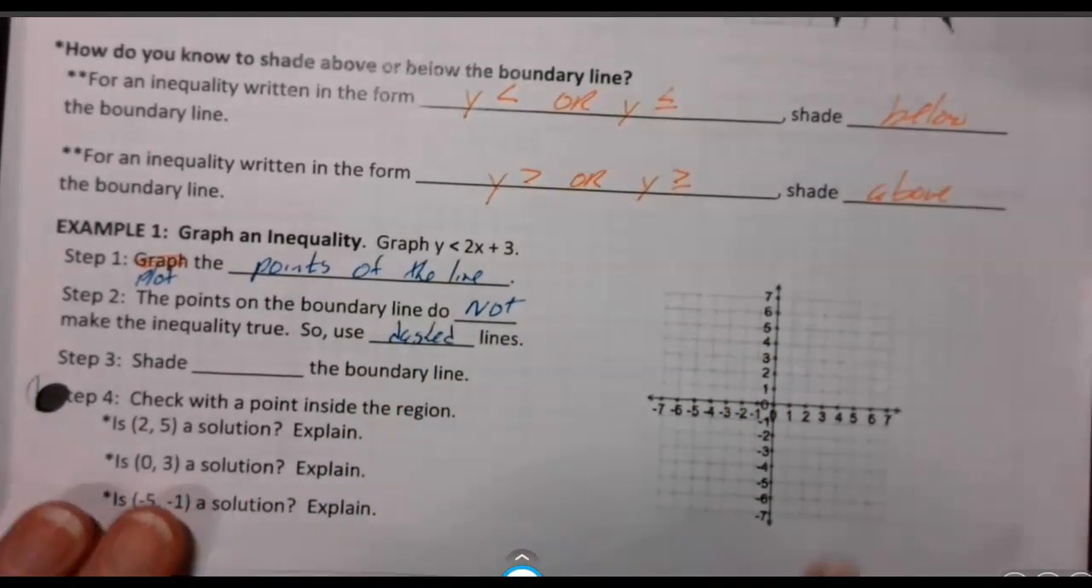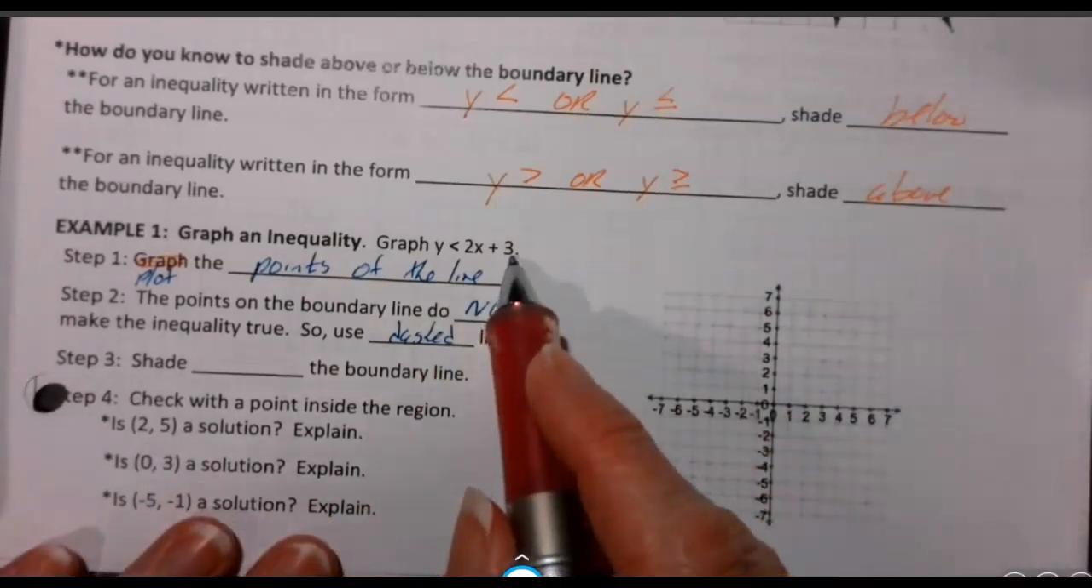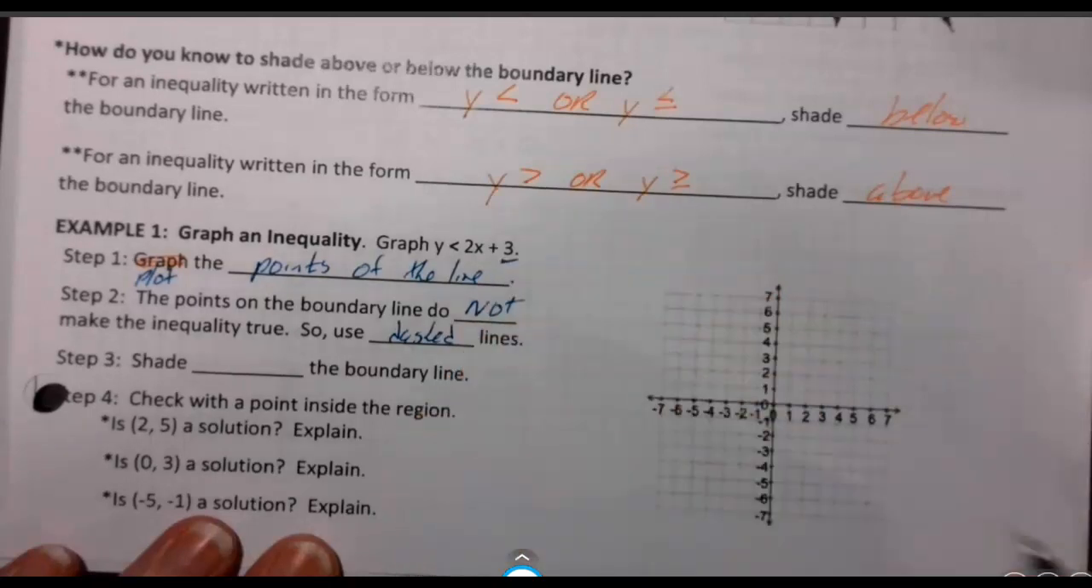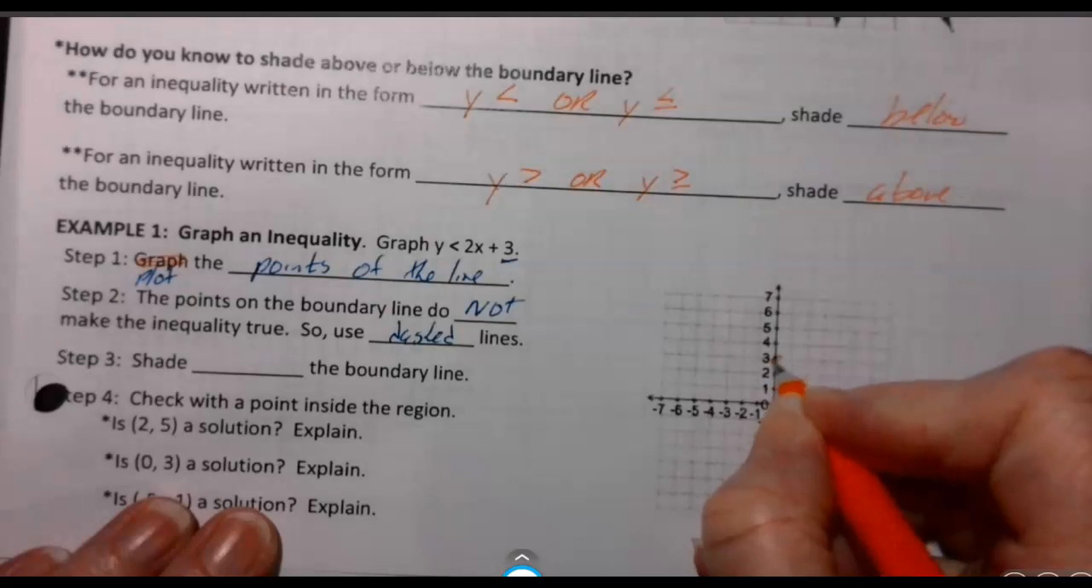We can plot the points using our slope and y-intercept. Our y-intercept is 3, so we're going to go to 3.